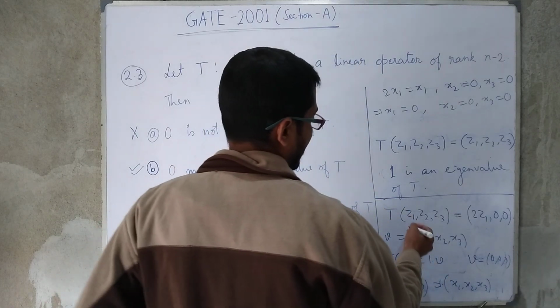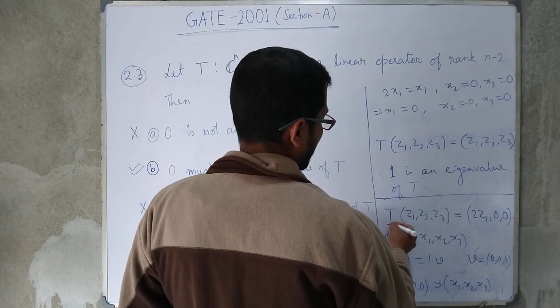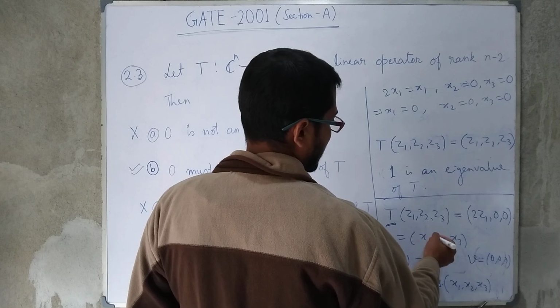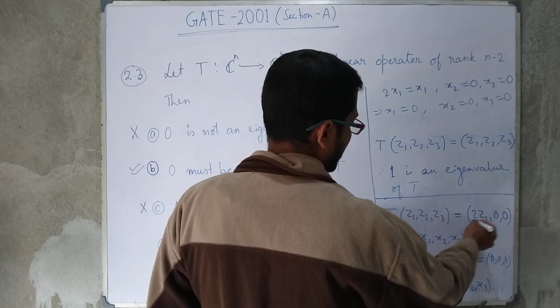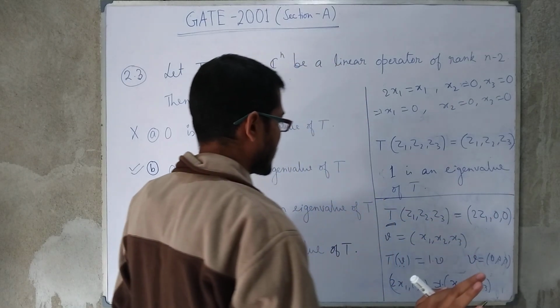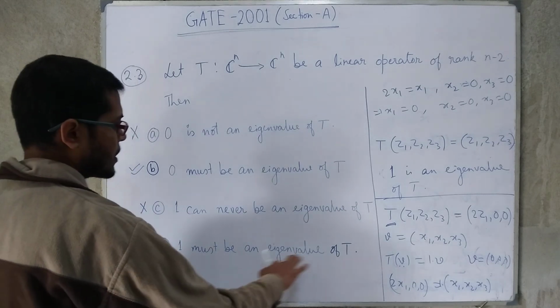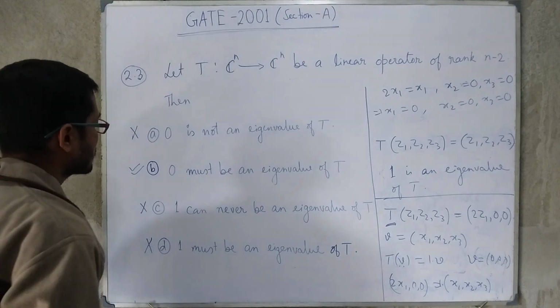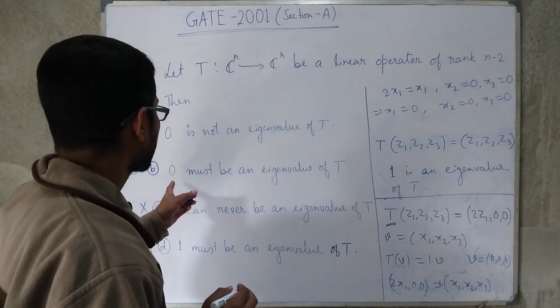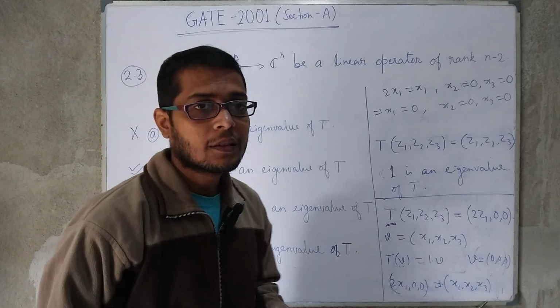So if you take the linear operator on C3 as T(Z1, Z2, Z3) equals (2Z1, 0, 0), then 1 is not an eigenvalue of T. So 1 must be an eigenvalue of T is also false. So option B, that is, 0 must be an eigenvalue of T, is always true.